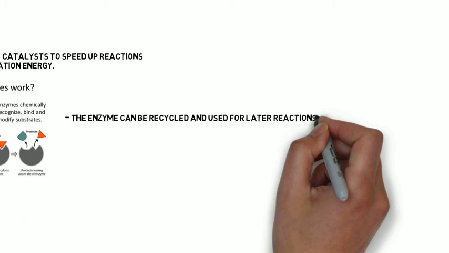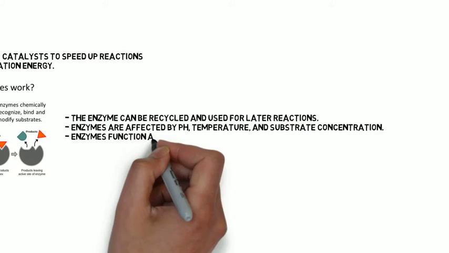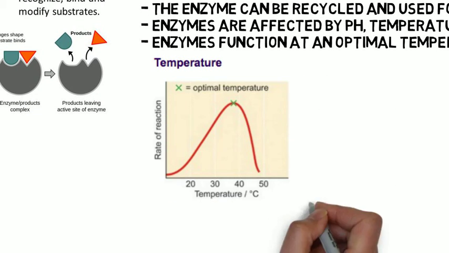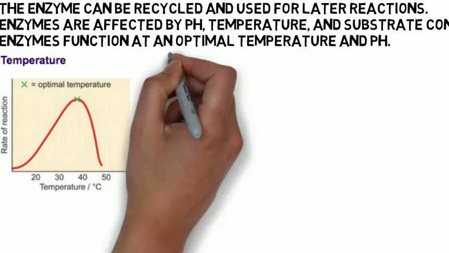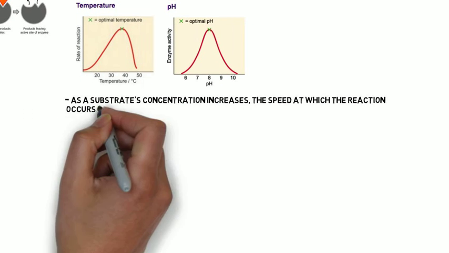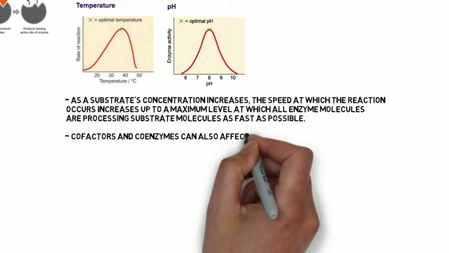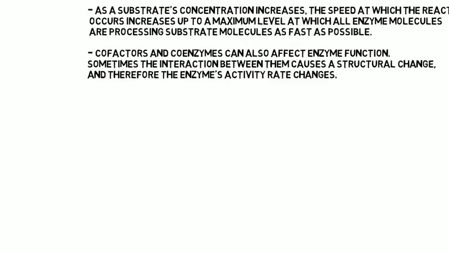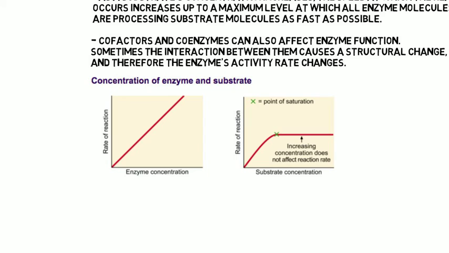The enzyme can be recycled and used for later reactions. Enzymes are affected by pH, temperature, and substrate concentration. Enzymes function at an optimal temperature and pH. As the substrate's concentration increases, the speed at which the reaction occurs increases up to a maximum level at which all enzyme molecules are processing substrate molecules as fast as possible. Cofactors and coenzymes can also affect enzyme function. Sometimes the interaction between them causes a structural change, and therefore the enzyme's activity rate changes.